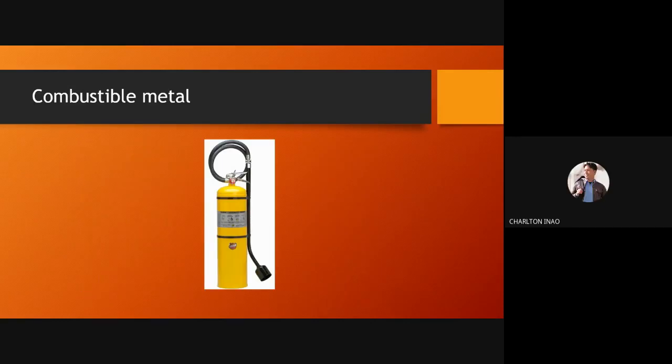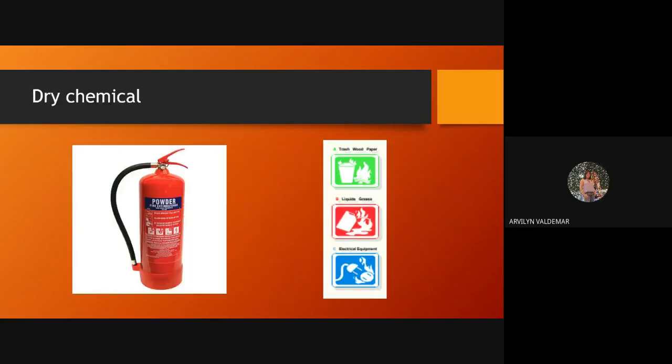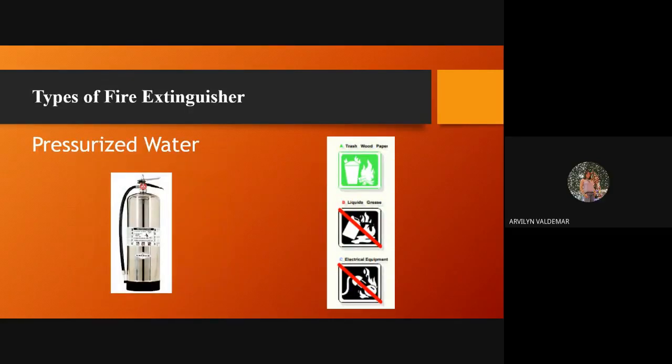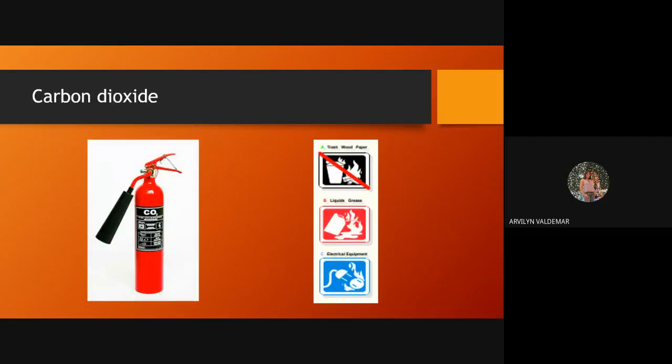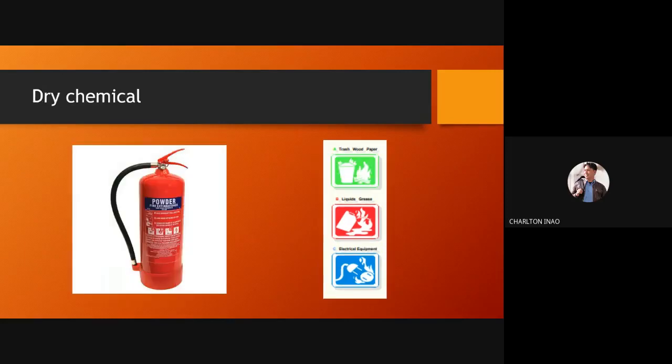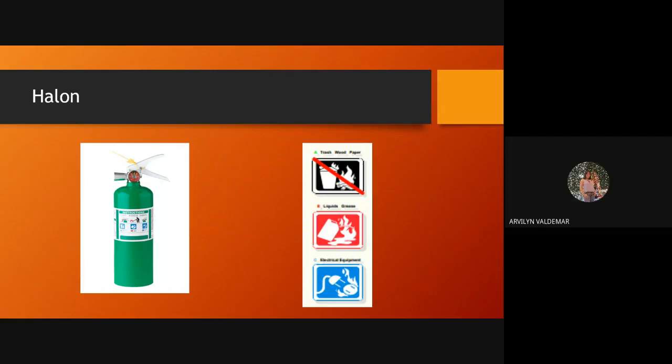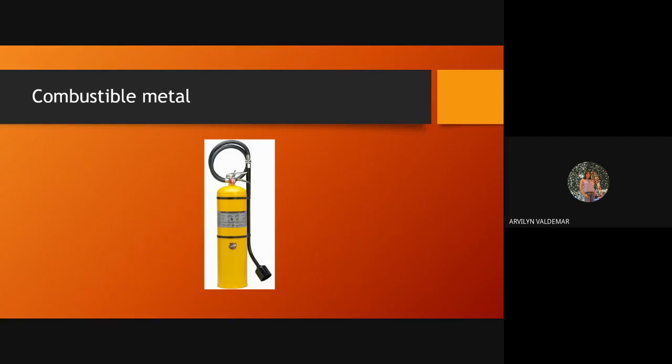Is there also color coding? Yes, sir. For pressurized water, there is none, it is just stainless. For carbon dioxide, it is red. The carbon dioxide is inside. Then the dry chemical. Halon is green. And for metals it is yellow. Combustible metal is yellow.